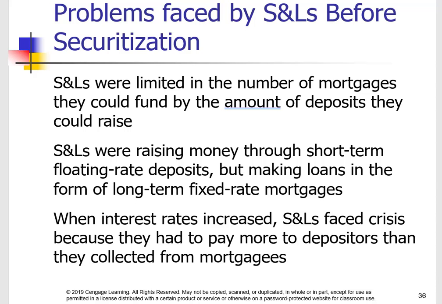So obviously we have some challenges as the economy changes. What happens to this business when things like interest rates change? If interest rates go up, then S&Ls have a problem because they're paying their depositors more. They have to pay their depositors more than what they were collecting from their mortgages. So there again is this business model disconnect.